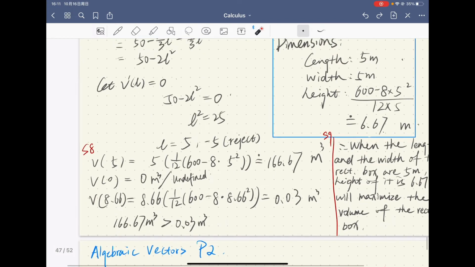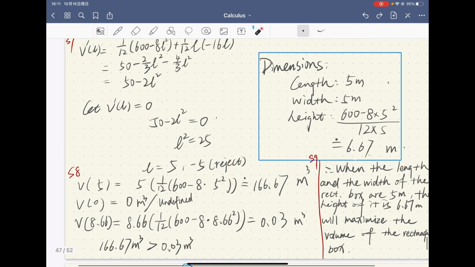Step 8 is to find the global maximum. I put my critical number and both endpoints of the closed interval domain into the volume equation. After I compare the volumes, I find that when L equals 5, it gives me the largest volume of the rectangular box, which means this is my global maximum.